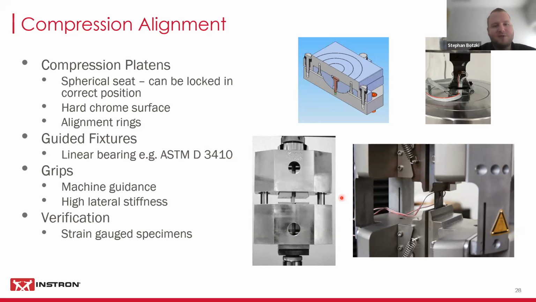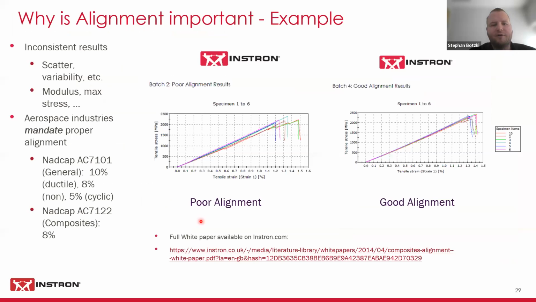Guided fixtures are obviously the other thing. If we look at ASTM D3410 again, make sure they have guiding posts that are machined very, very precisely, and then the grips, obviously, and you can verify this with strain gauged specimens again. So compression alignment is also very, very important. And then again, why is this so important? Well, let's just look at some results.